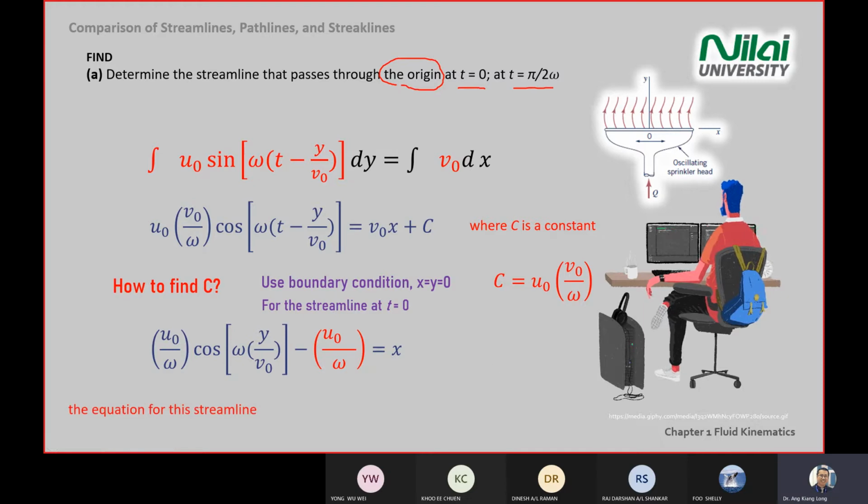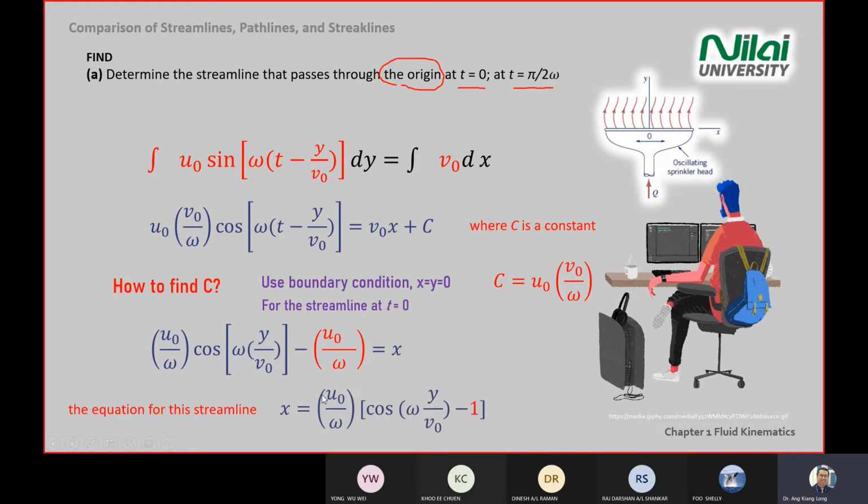So what is the equation of the streamline for the first case at origin, t equal to 0? You just rearrange this and write it back. I would give you full marks, but what I was expecting is that you always give your answer as y equal to something or x equal to something on the left hand side. So y equal to u0 over omega, cos omega y over v0, minus 1.